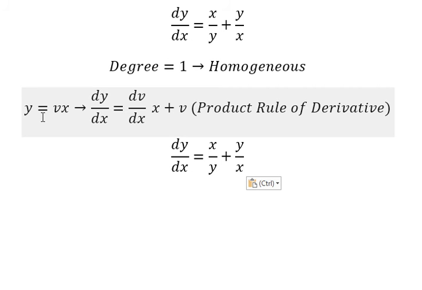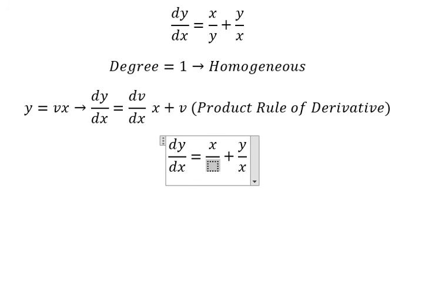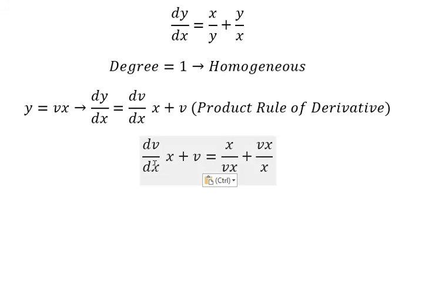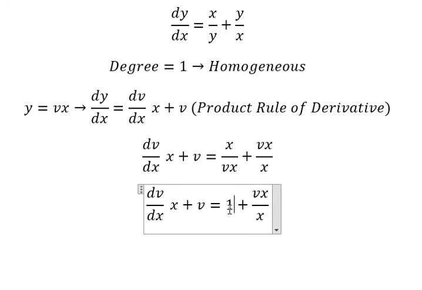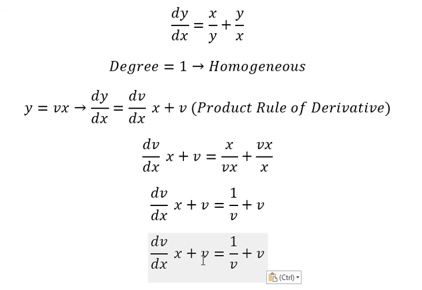So I will change y into vx. This one will be replaced by this one. So x divided by x. So this one should be 1 over v. This one should be v. We simplify v for both sides.